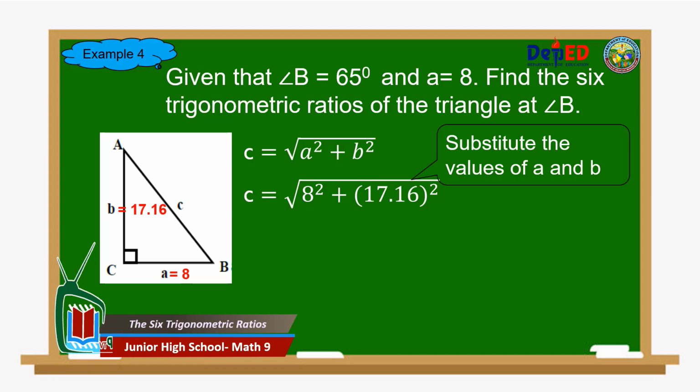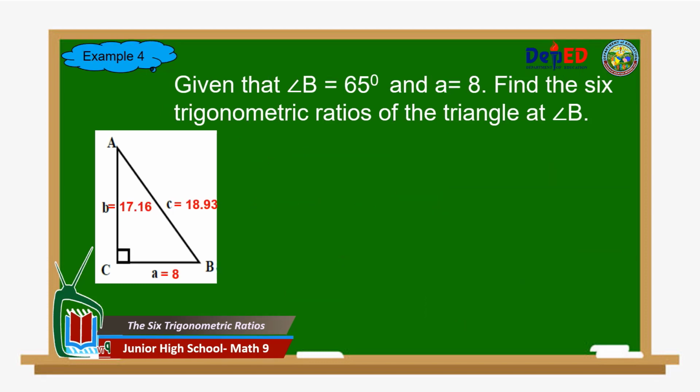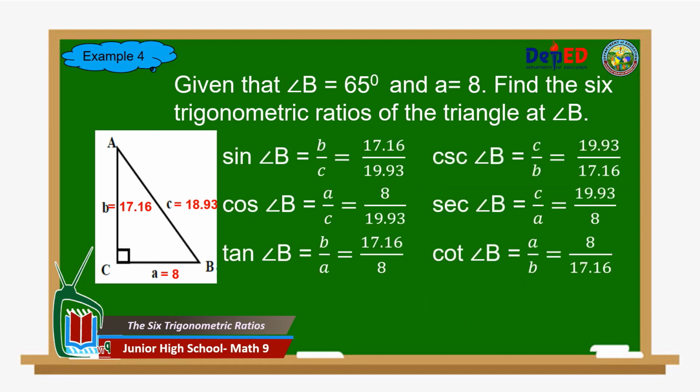Substituting the values of A and B in our Pythagorean theorem, then evaluating the numbers. You may use a calculator to evaluate the numbers. Therefore, the value of C, or the measure of side C, is equal to 18.93 units. Since we already have the measure of the 3 sides of the triangle, we can now determine the 6 trigonometric ratios of the triangle at angle B.